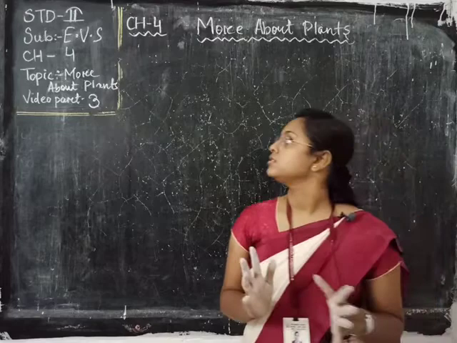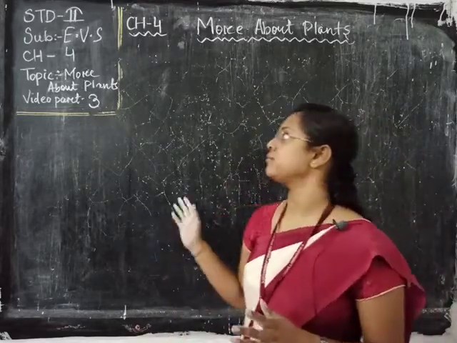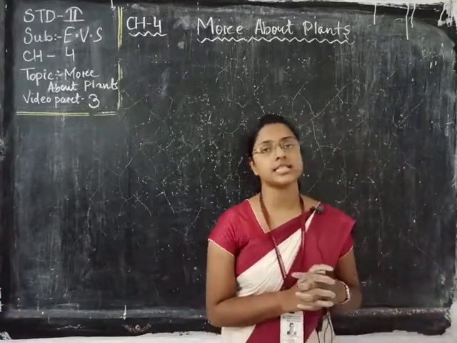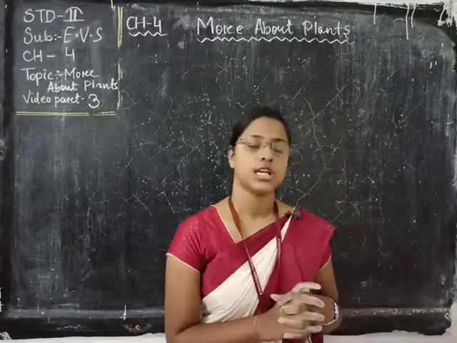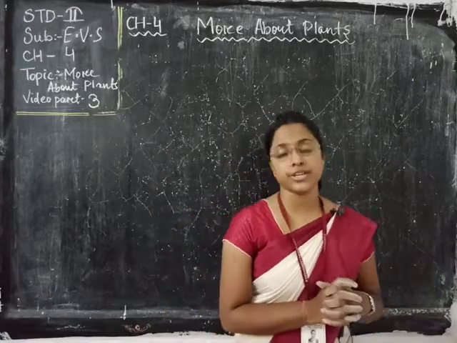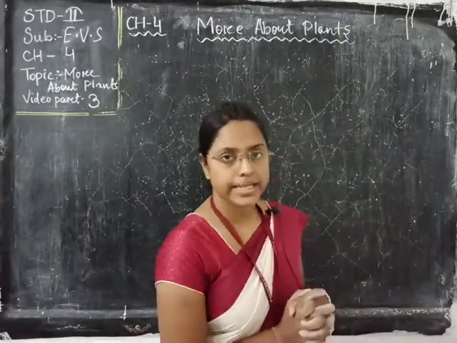So in previous classes, we have read chapter number 4, which is about plants. We discussed the types of plants, parts of plants and uses of plants. So today we will do our exercise questions. Everyone take out your EVS book and open page number 28 so that you can do your exercise questions.